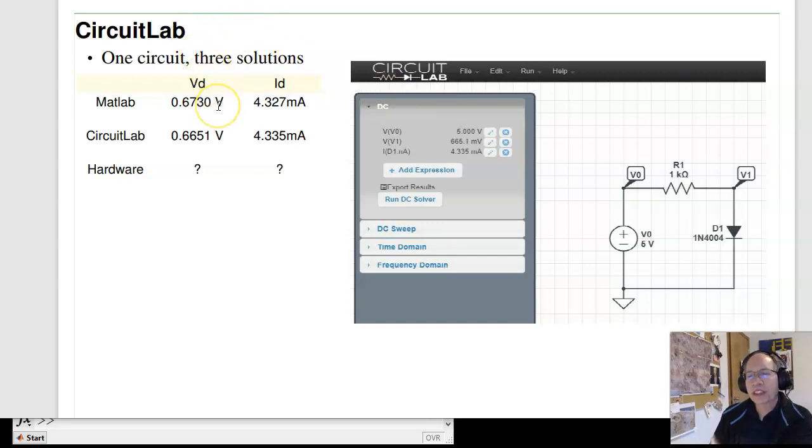Matlab uses a model that's a little bit wrong. CircuitLab uses a model that's close, but it's a little bit wrong. Hardware is really what you care about. All the answers should be slightly different, again, slightly different models, but close. That's one way to check your answers. If you do it this way and 2 out of 3 are close, you know the one that's off, you did something wrong. If the hardware is off, you probably put the diode in backwards.